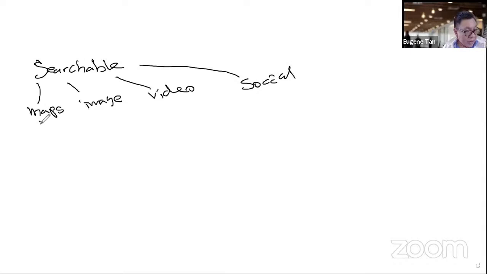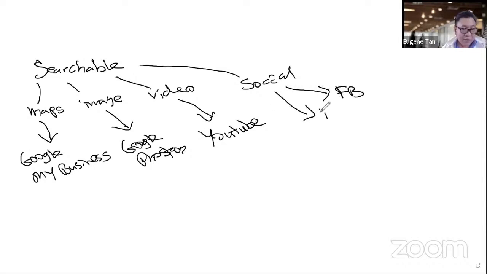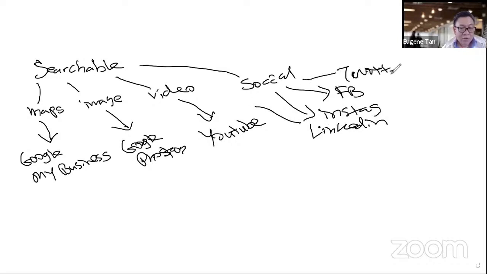In the map search, how do you appear? You have to have a listing in Google My Business. In the image search, how do you appear? You need to list in Google Photos. And in the video search, you need to make sure that you optimize in YouTube. And in social, depending on where your audience is: Facebook, Instagram, LinkedIn, and Twitter. So these are the common platforms that you list.